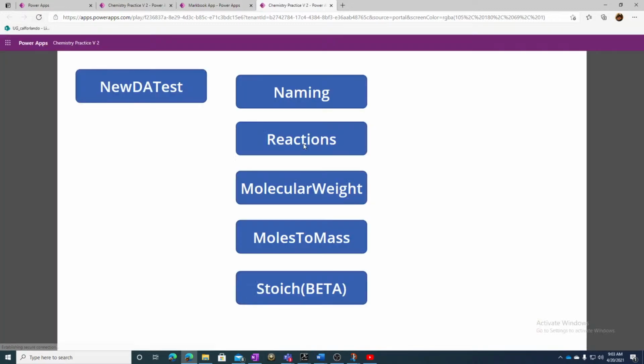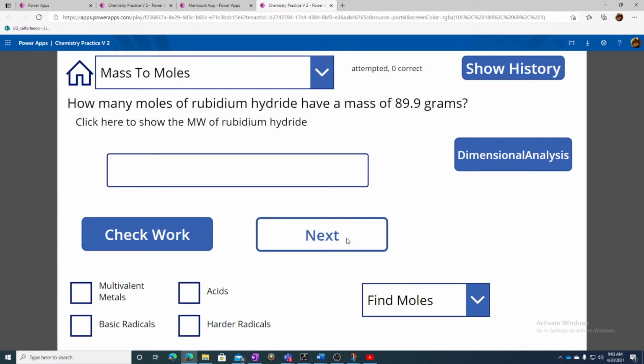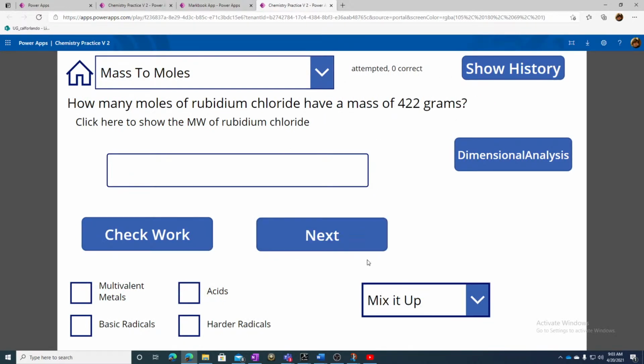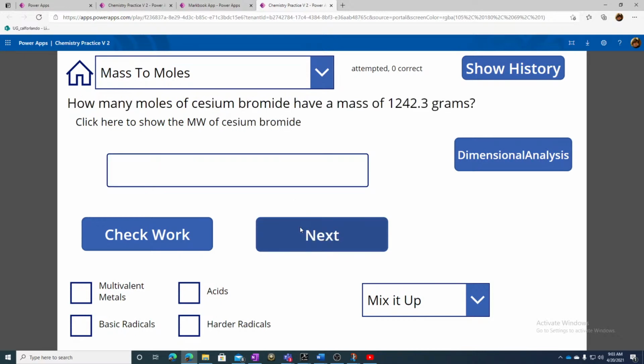What we're going to do right now, and I'm going to reload this, is we're going to go moles to mass. This is your homework today from me. And let's set this to mix it up, which is sometimes it's going to give you a mass, and sometimes it's going to give you a number of moles. And your job is to calculate between the two. So here we go.